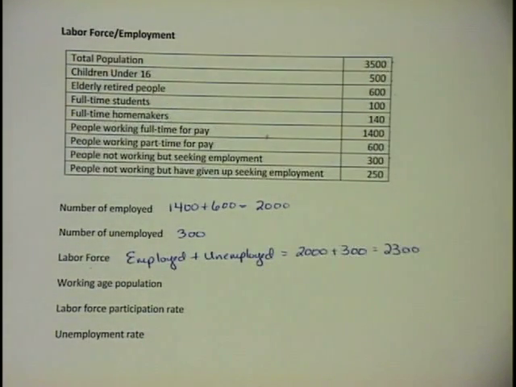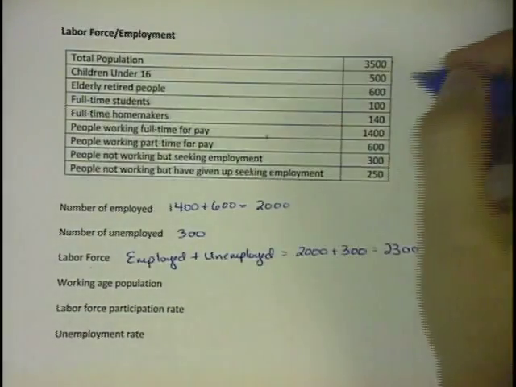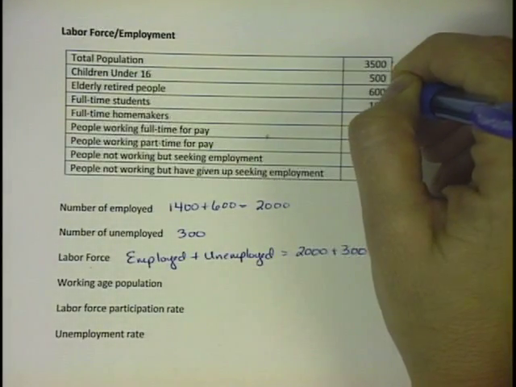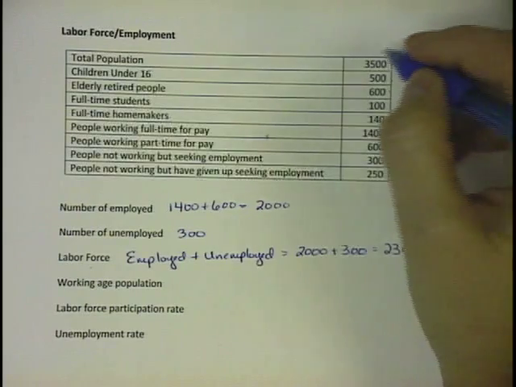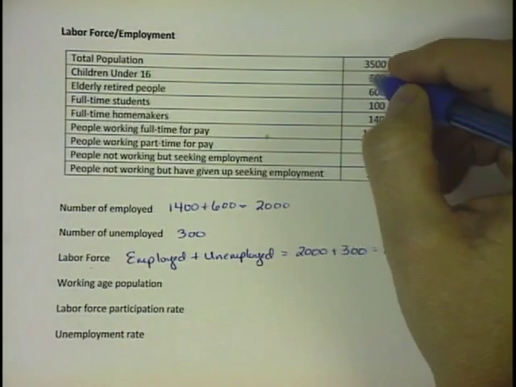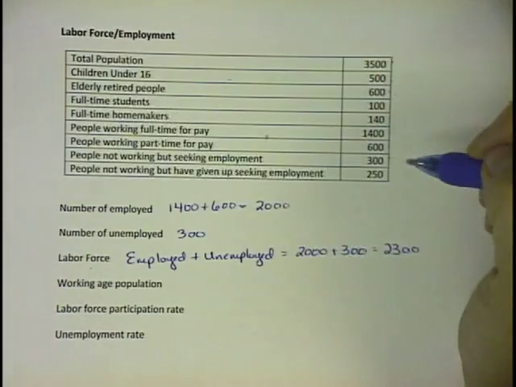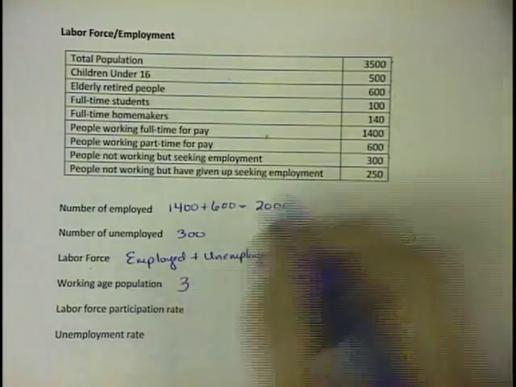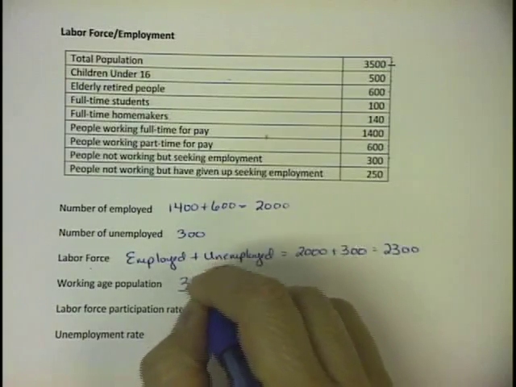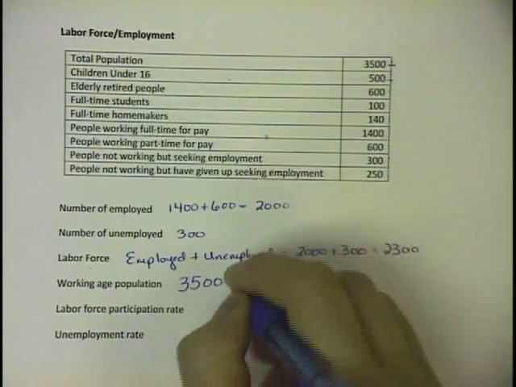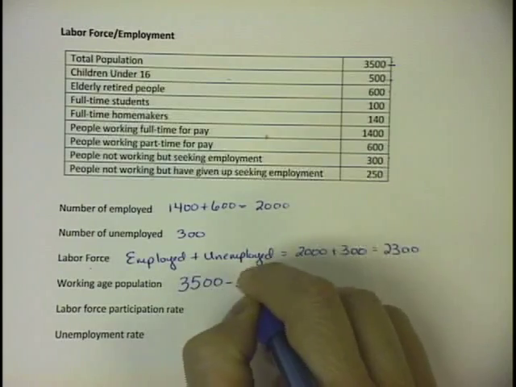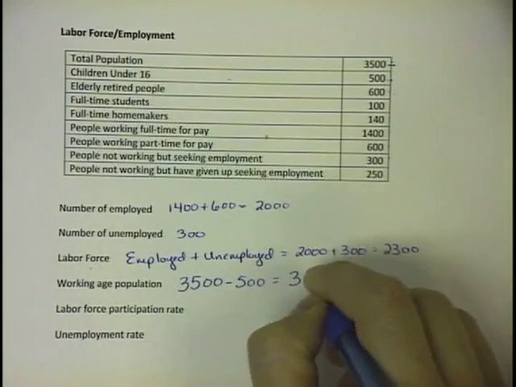Okay. Now the working age population, the way that the Bureau of Labor Statistics calculates this is it's going to be those that are at least 16 that are not institutionalized. Okay, so it doesn't matter if you're retired, you're still part of the working age population. The only ones that will not be part of the working age population are those under 16. So our working age population is going to be our total population, 3,500, minus those under 16, so minus 500, so that's going to be 3,000.